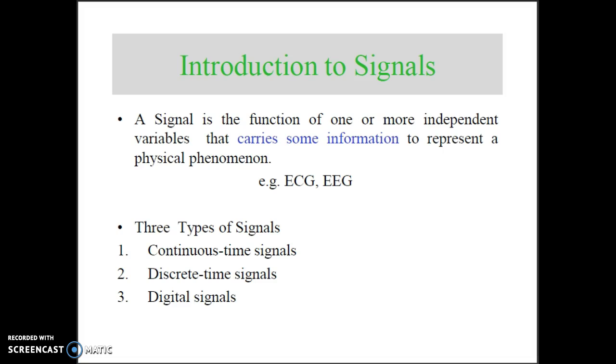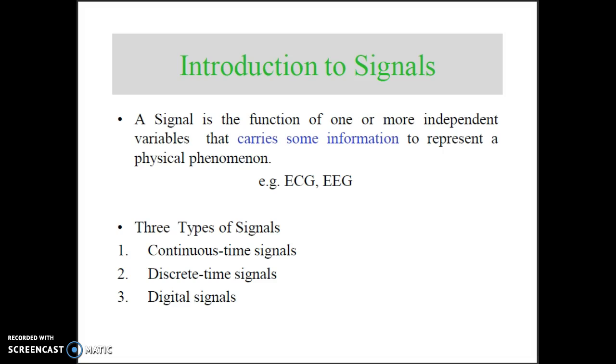For example, ECG signal, EEG signals. Signals can be one dimensional or multidimensional. Let us see what is a one dimensional signal. When a function depends only on a single variable, then such a signal is said to be one dimensional. Let us see an example of a one dimensional signal. Speech signal is an example of a one dimensional signal, because in a speech signal, amplitude varies with respect to time.